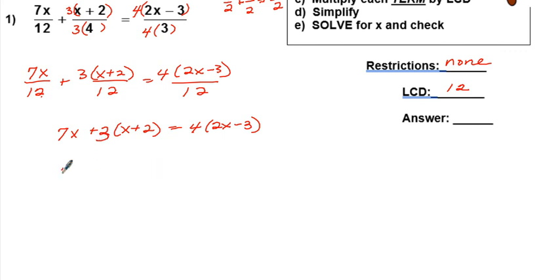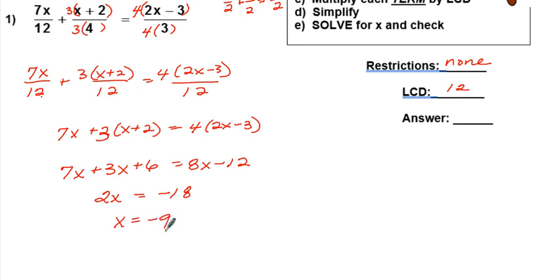All right, so let's do that. So 7x plus 3x plus 6 equals 8x minus 12. I just distributed those. Now I'm going to get my like terms together. It looks like I have 10 x's over here and 8 x's over here. So I'll subtract 8x from both sides and just leave 2 x's here. It looks like I have 6 here and negative 12 here. I'll subtract 6 from both sides and get a negative 18 over here. Divide by 2 on both sides, and I have x equals negative 9.